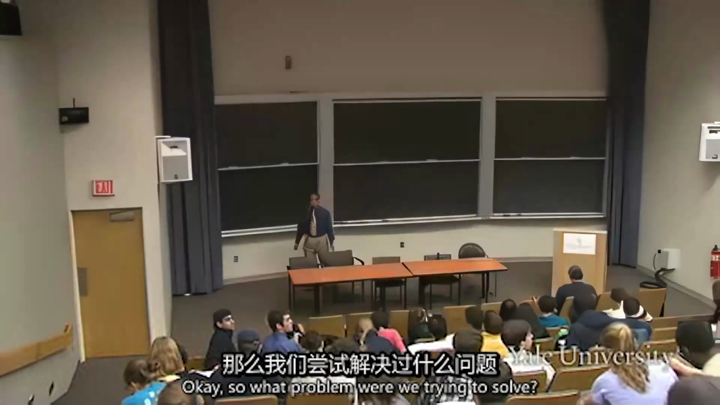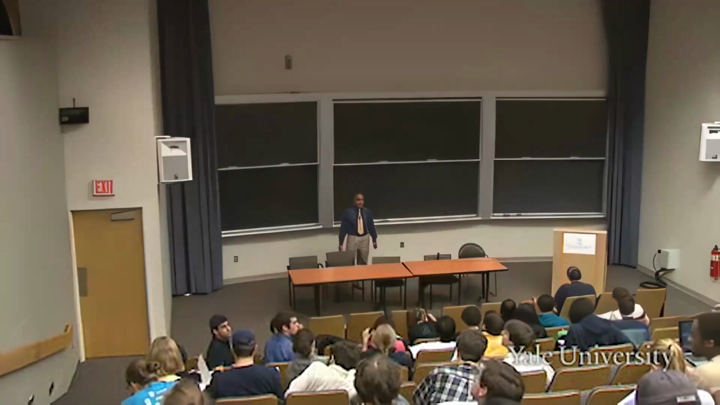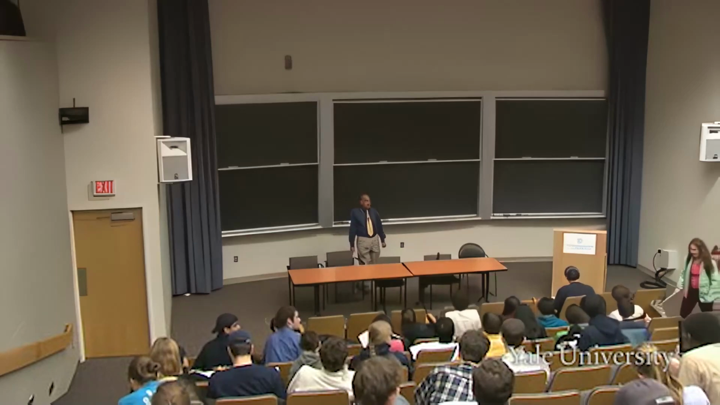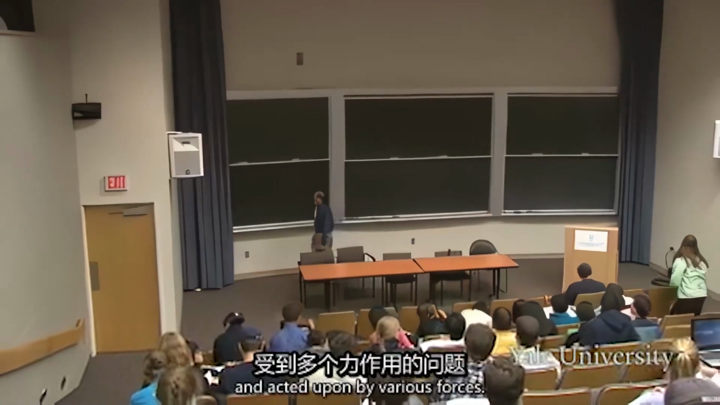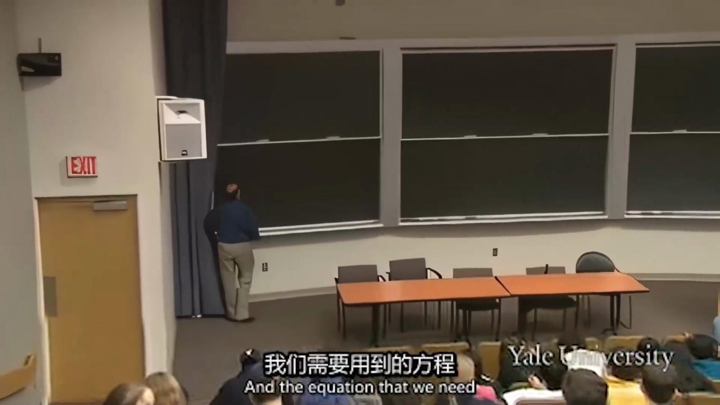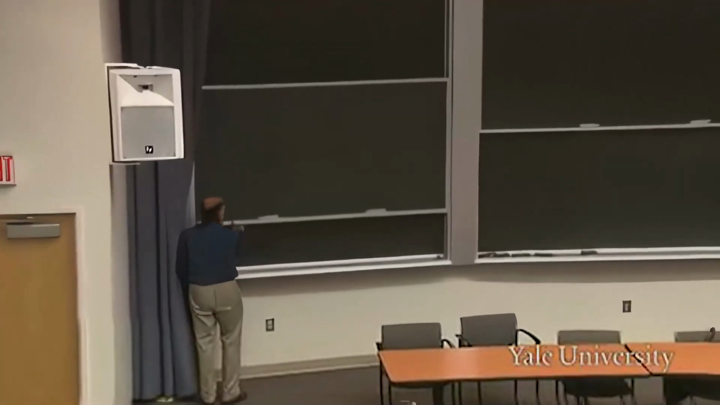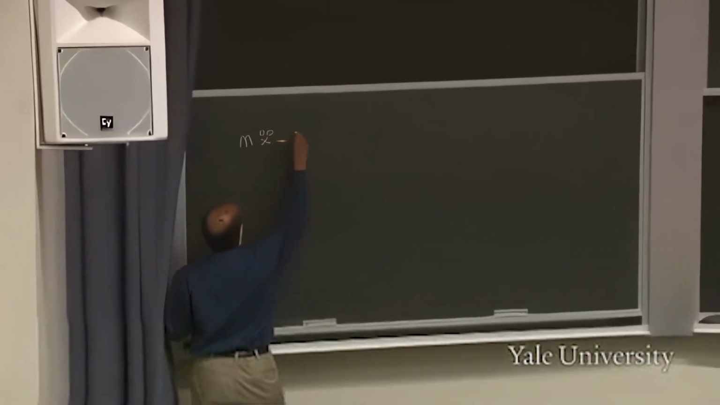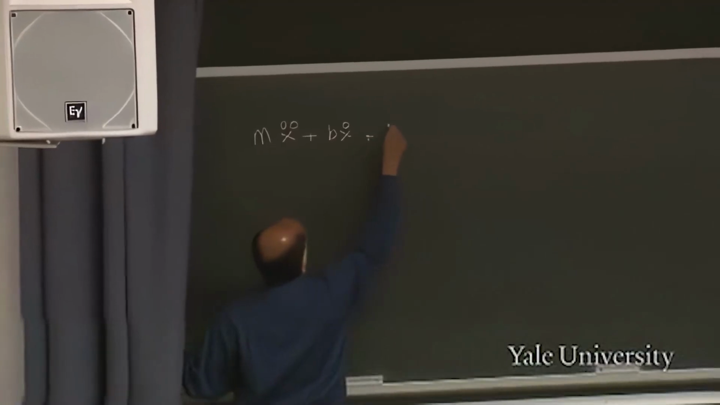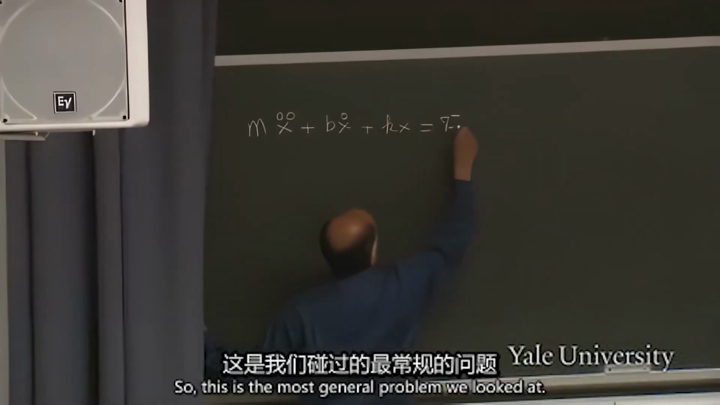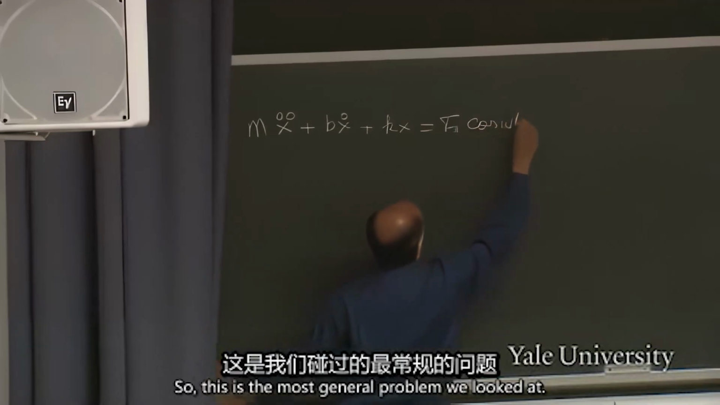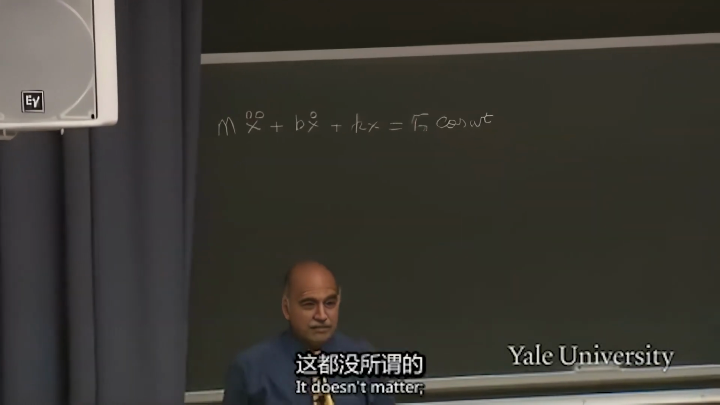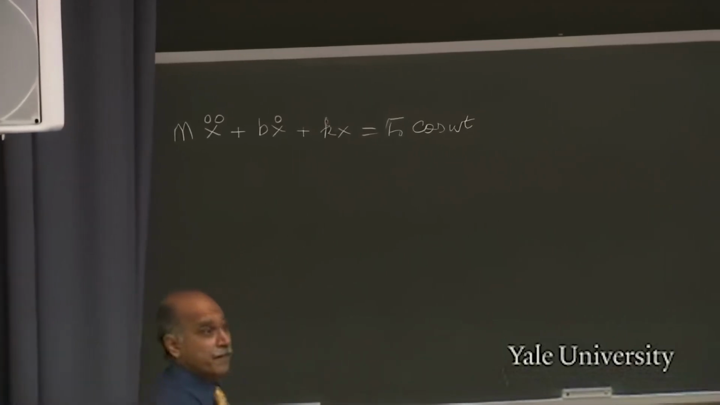Okay, so what problem were we trying to solve? We're trying to solve the problem of masses coupled to springs and acted upon by various forces, and the equation that we need is the following. So this is the most general problem we looked at. This is F sub 0. I may have just called it F last time. Doesn't matter. It's a matter of just symbols. Okay? All right.